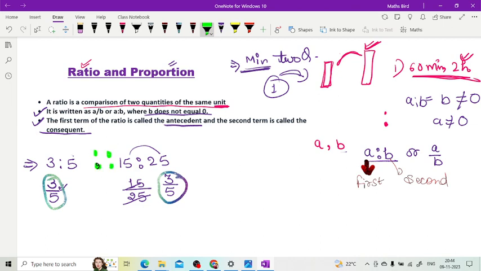If the ratios are equivalent, we can say these are in proportion. This is the sign of proportion. So how will we write it? If two ratios are equivalent, then we can write that they are in proportion. We can write it like this.